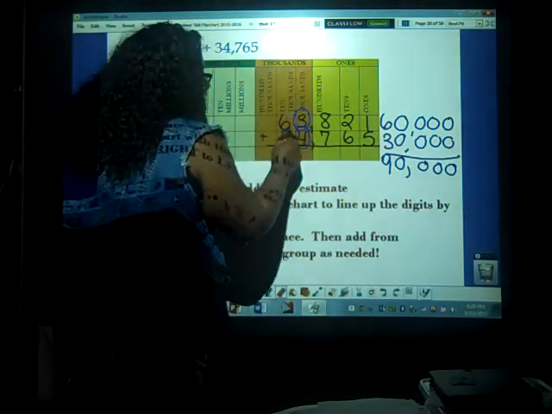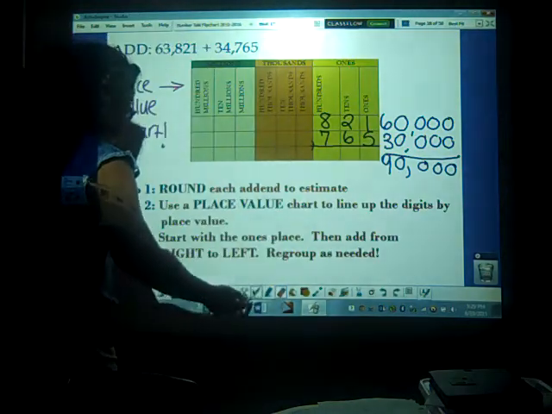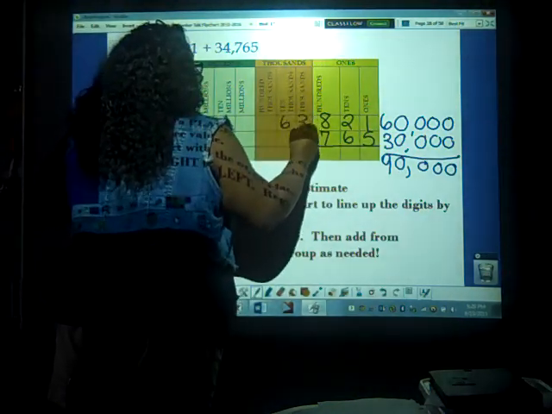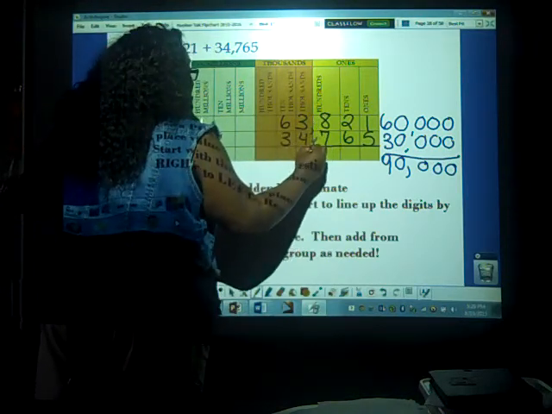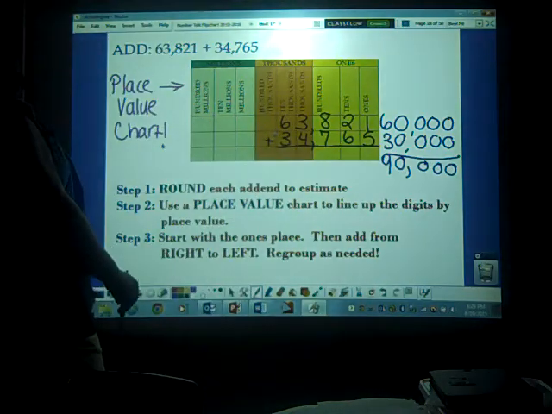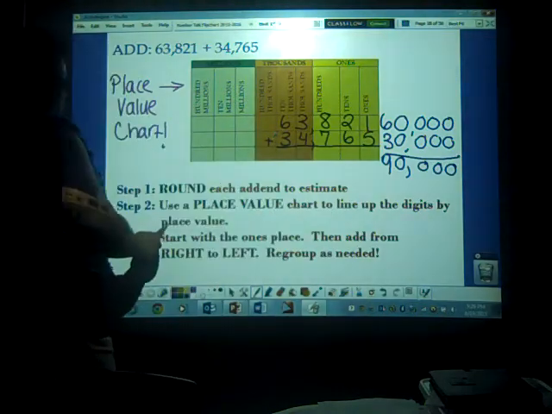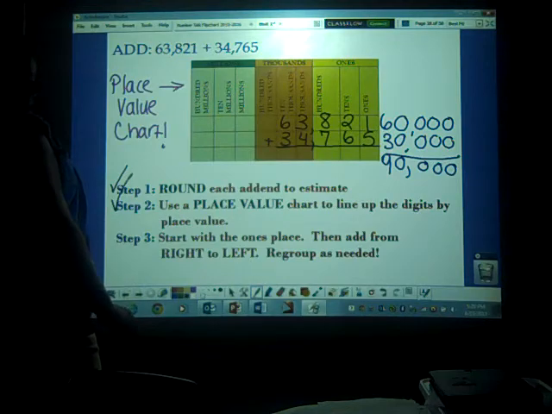I'm going to rewrite this portion because I did some circling and it looked kind of messy to me and I didn't like that. So I'm just rewriting it. You don't have to do this, that's just me. So now we're going to use a place value chart to line up the digits by place value. Check, we did that. Check, we did that.